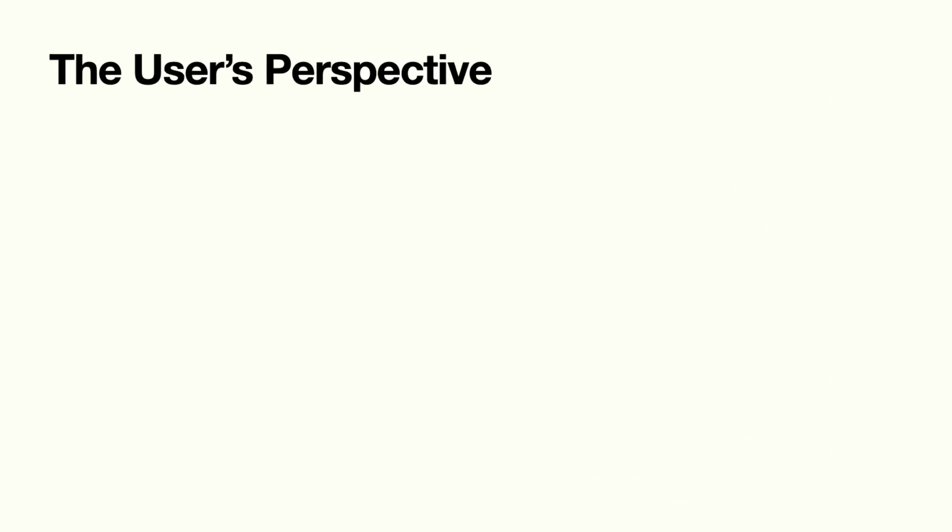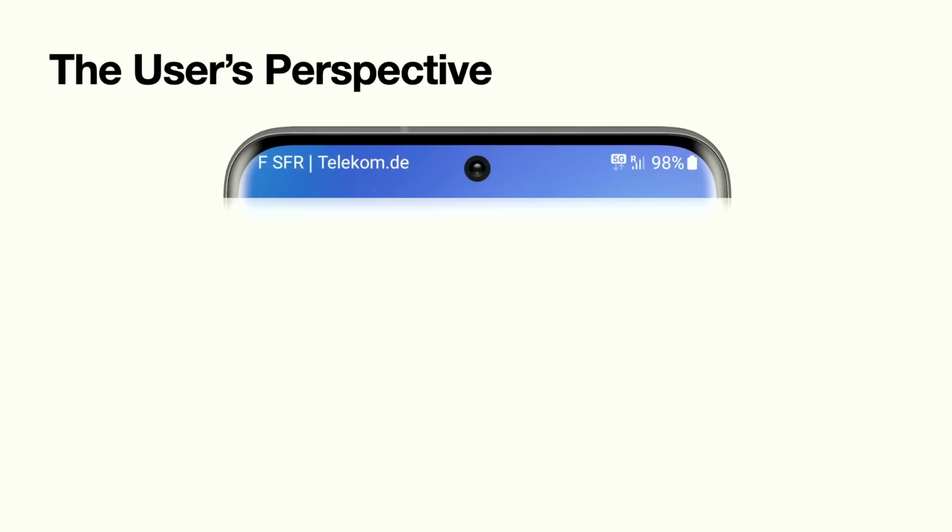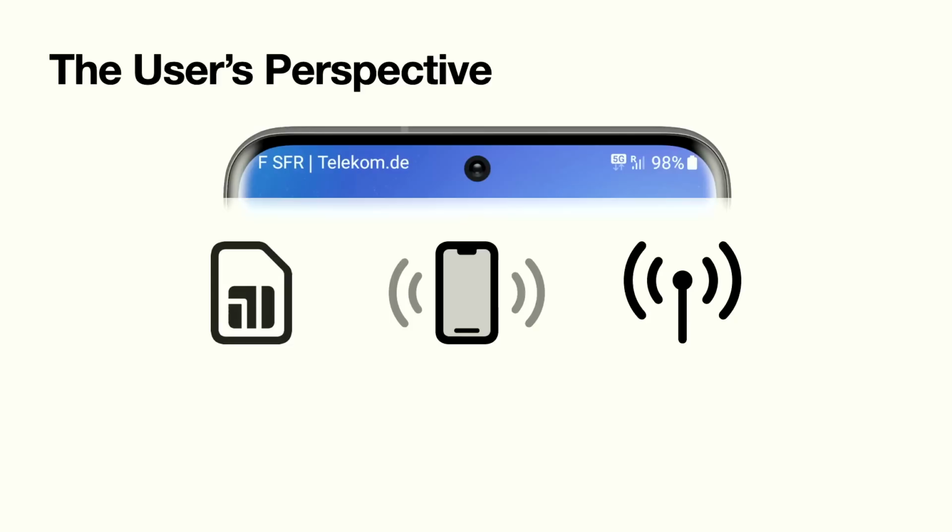But how does all of this look from the user's perspective? You might know that on Android and iOS, you usually see the name of the network you are connected to on top of the phone in the status bar. But where does this name come from? There are different sources for that.